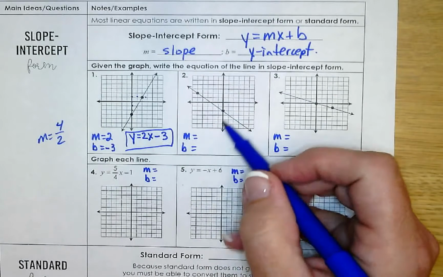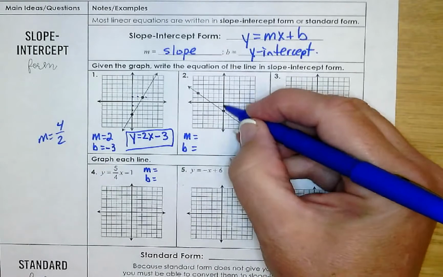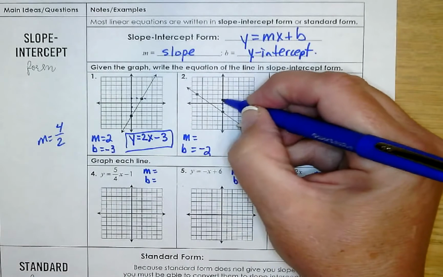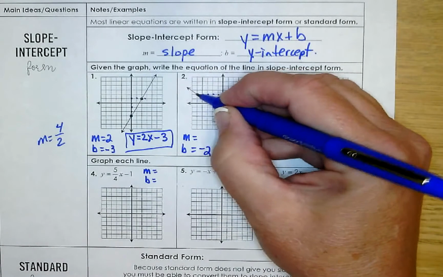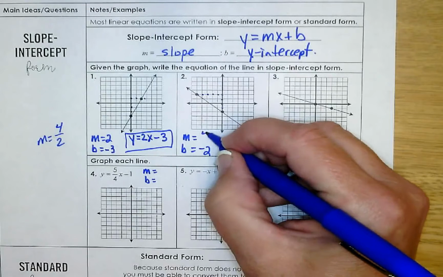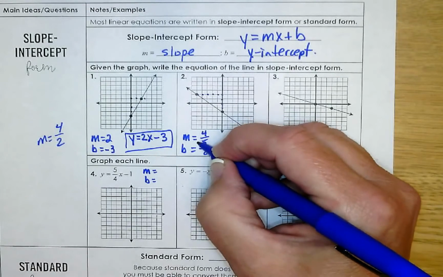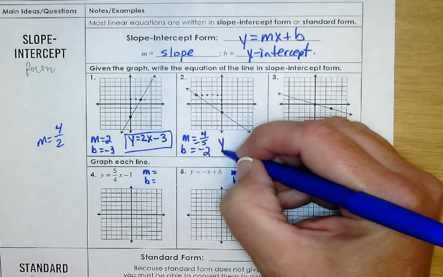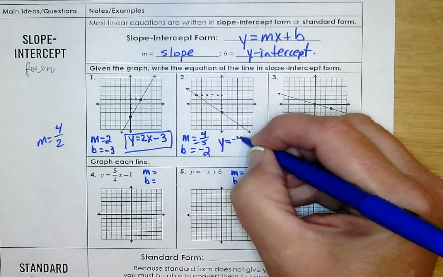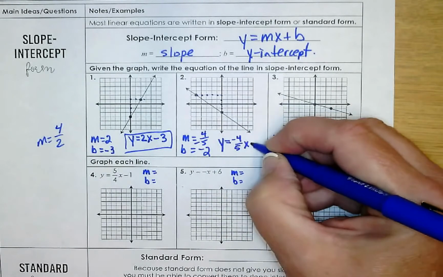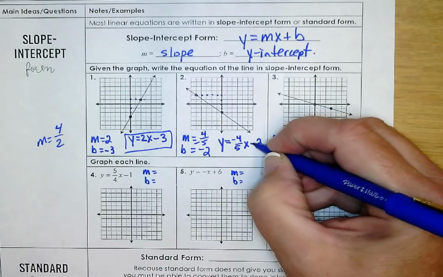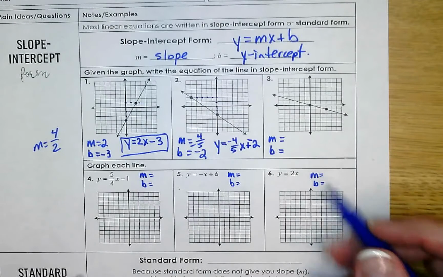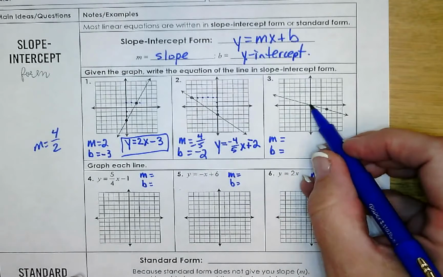Next one, same process. I always start with b, so that's at -2. The slope, 1, 2, 3, 4, 1, 2, 3, 4, 5. So +4, -5, so -4/5. When I write my equation, y equals mx plus or minus b. You could put -2 or plus -2. Both are acceptable.